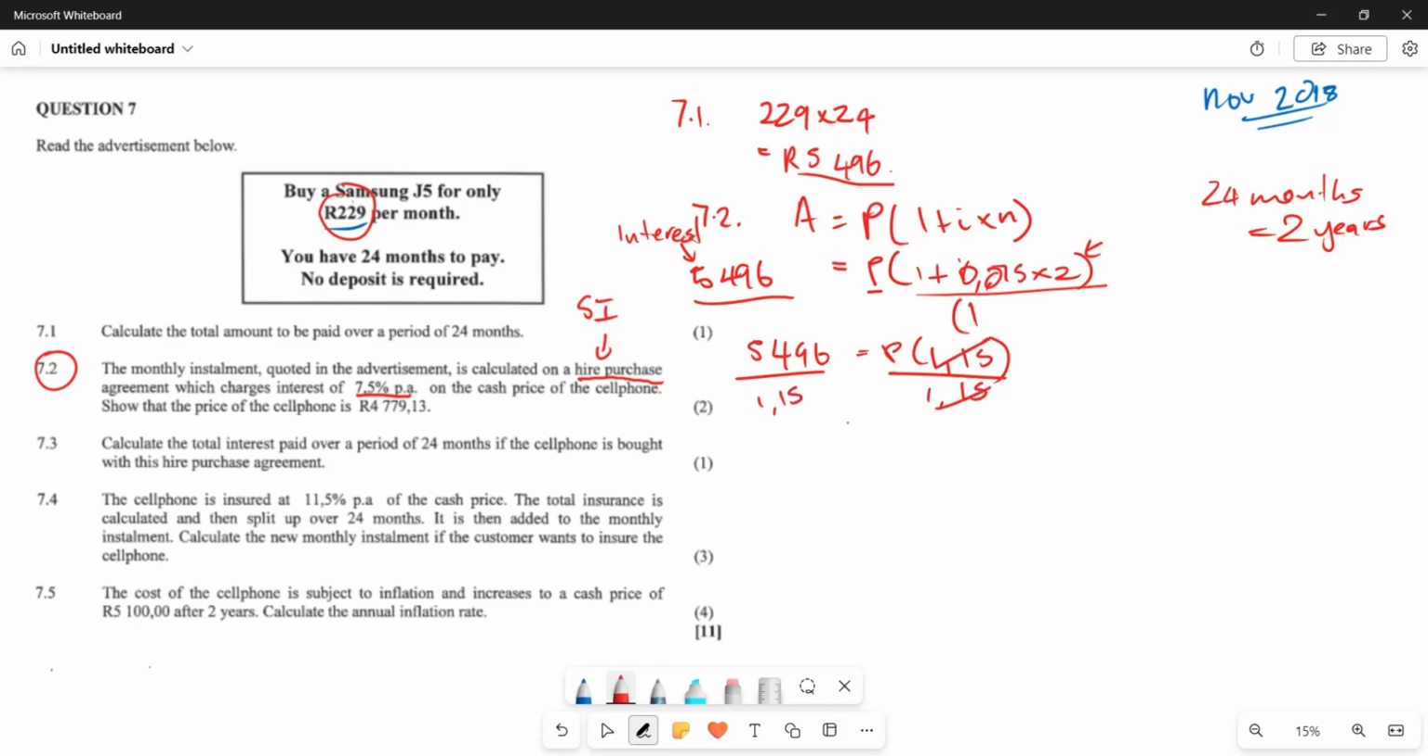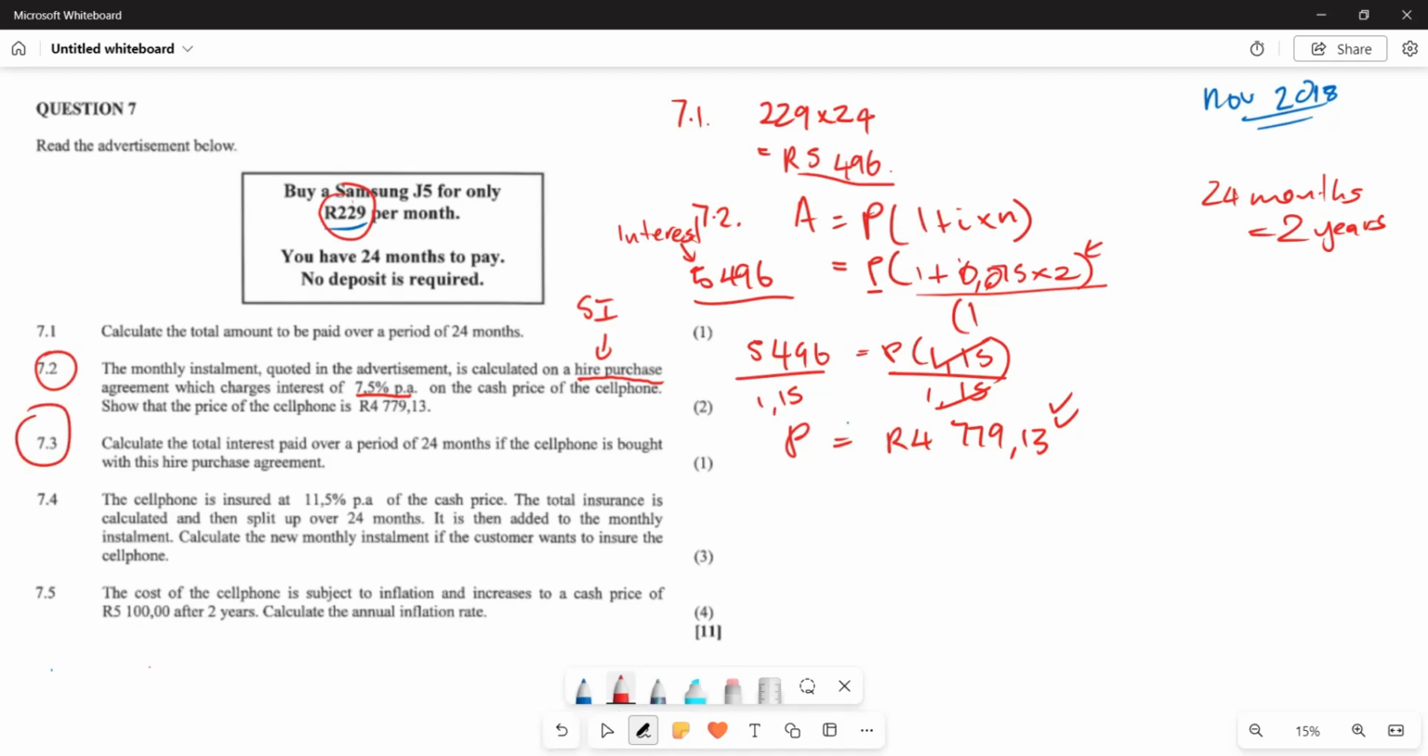And these ones are going to cancel. So therefore, the principal amount that you are going to get is basically 4,779.13. This is the original price from the store. Remember I said the other one is the one where the interest is included. Yes, so indeed it's still like that. Now let's continue and see what the following question requires us to do.